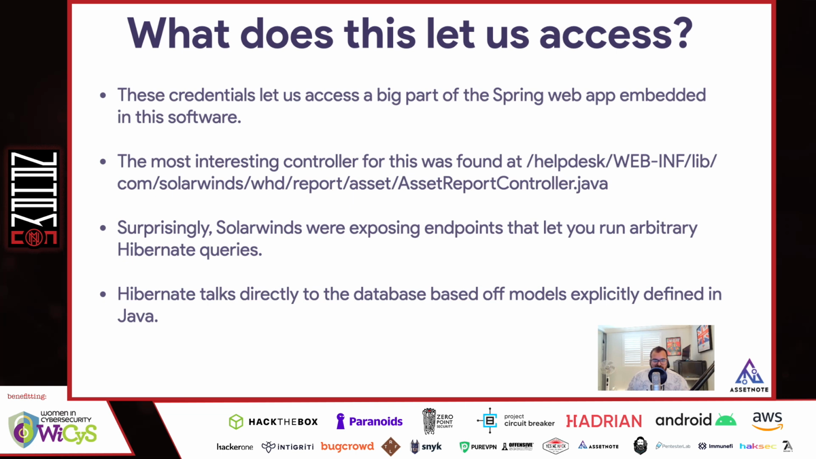Well, the first thing we thought about was, what does this let us access? These credentials seem to be a big part of the Spring web app embedded into the software, and there seems to be this really interesting controller which these credentials let us access. Surprisingly, SolarWinds were exposing endpoints that let you run arbitrary Hibernate queries. And Hibernate talks directly to the database based off models explicitly defined in Java. So what we found was these credentials let us access a Spring controller which let us execute arbitrary Hibernate queries.